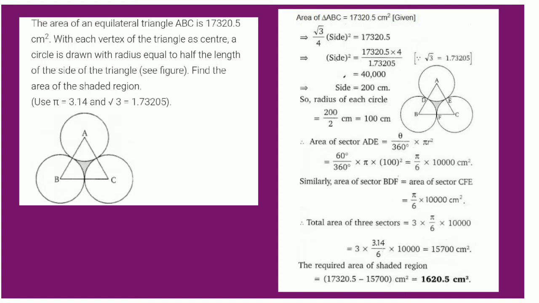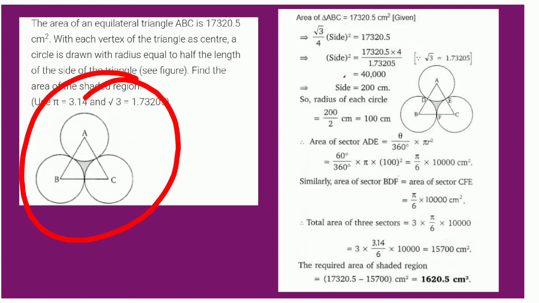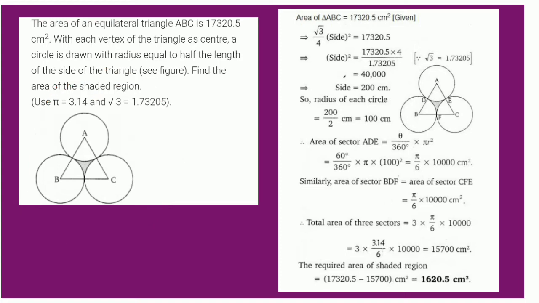1.73205. Given that here is an equilateral triangle and its area is also given, 17,320.5 centimeter square. From each vertex, that is from A, B and C, we have a circle and we get a small shaded region inside this figure. Then how to find the area of the shaded region? Area of the equilateral triangle minus 3 times the area of the sector.